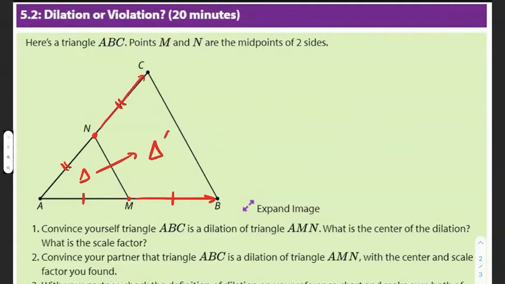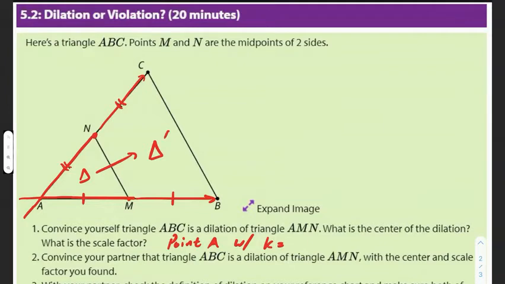So where do you guys believe your center of dilation to be? Okay, hopefully you said A, right? So point A is definitely your center of dilation. Well, what about the scale factor, K? What's your scale factor got to be?